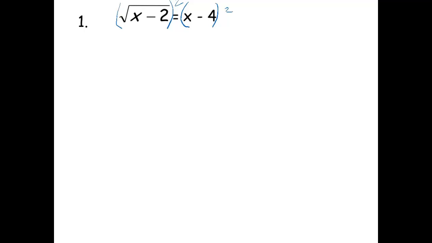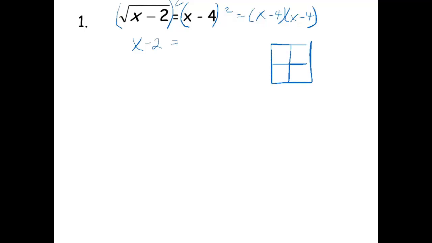now that the radical is isolated. Remember, the square and the square root are inverses of each other, so they're going to cancel each other out. So we have x minus 2. Here's the part where I really want to emphasize. Remember that x minus 4 squared is really x minus 4 times x minus 4. So we actually have to multiply those out. So you might like to use the box to do that, or FOIL. I'm going to use the box. That gets us x squared minus 4x minus 4x plus 16.